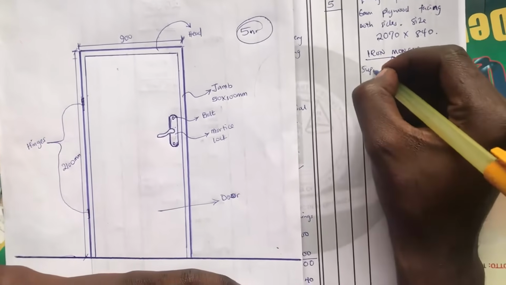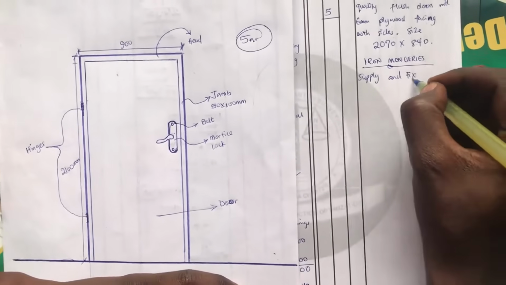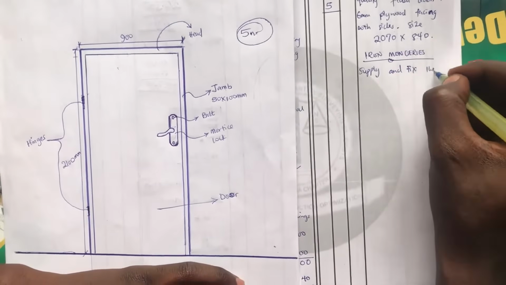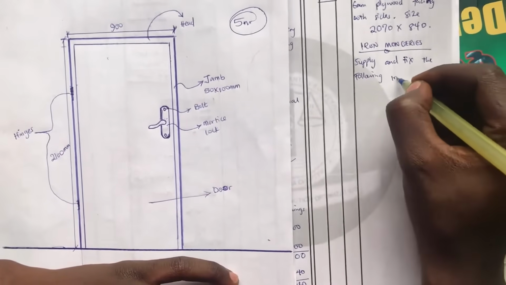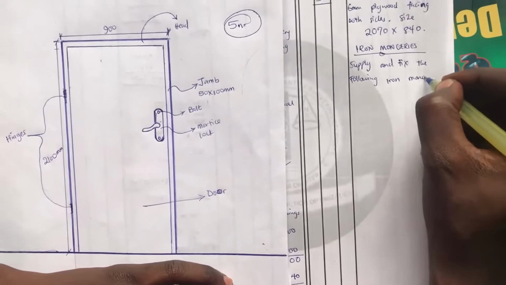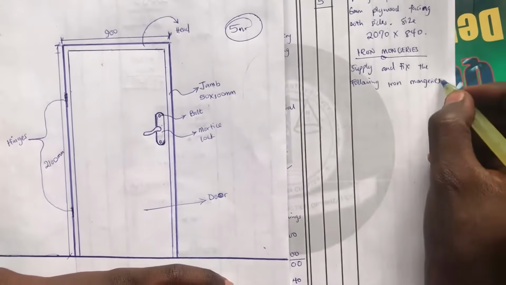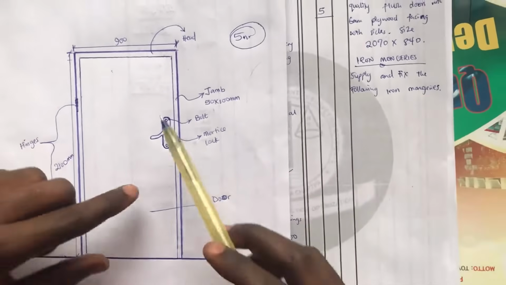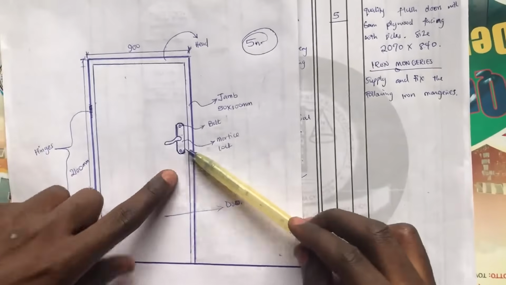Supply and fix the following. Ironmongeries. As I've stated before, we have different ironmongeries, including the mortise lock, the bolt, and then the hinges.